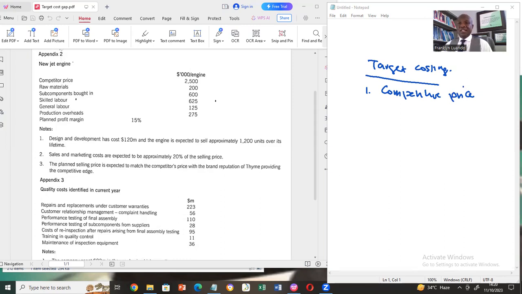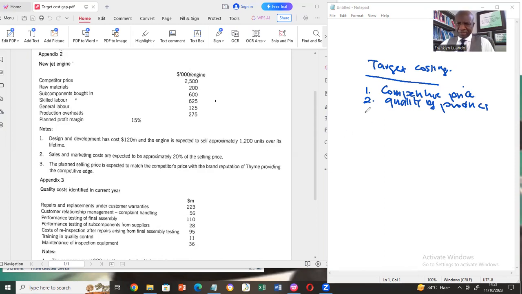So an entity, before it starts production of the product or provision of a service, will look at the prices in the market for similar or identical products or services. That will be the beginning point. Number two, it also looks at the quality of the product or the quality of the service provided.